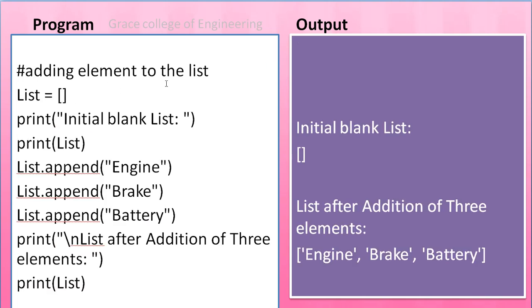And adding an element to the list. For that you can use append(engine). First an empty list is created and then list.append(engine). Then list.append(brake). List.append(battery). So all these elements will be added to the empty list.